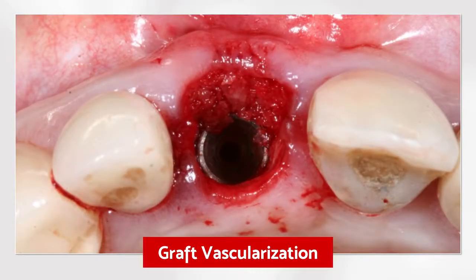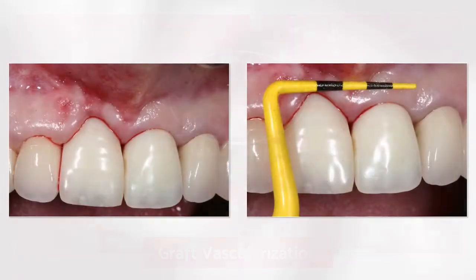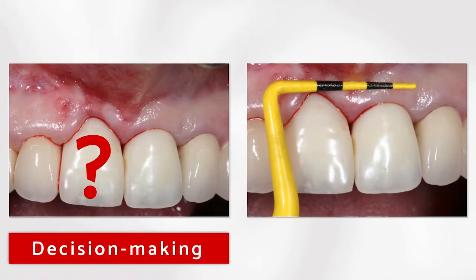I want to call your attention here to the graft vascularization, not only in the cortical cancellous bone, but also in the particulate bone. And take a look, the bone graft was placed 1 millimeter over the head of the implant. Now it's time to make the decision. What to do right now? We still have the gingival recession, but how to manage it? How to put the soft tissue in the original position?